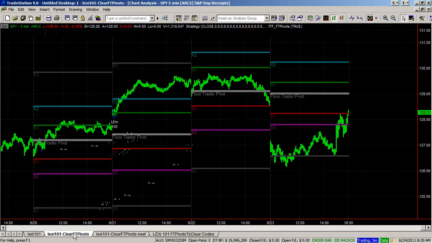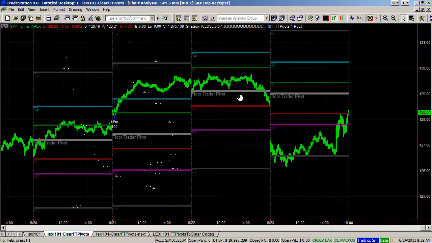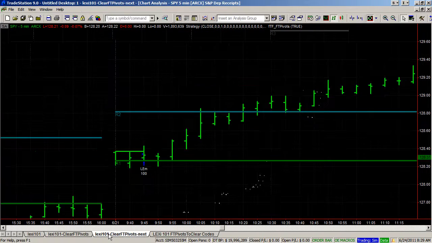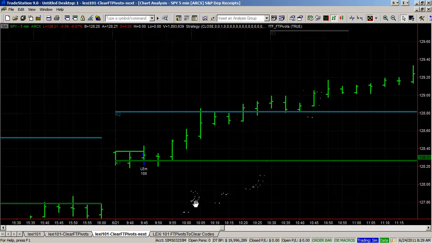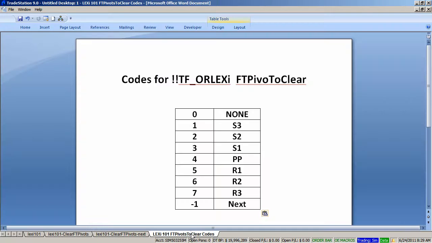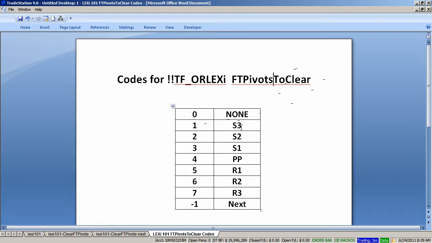Now, here's a few days with a standard opening range setup, and you can see all the reference points and how they line up. Let's see how our different codes work. Now, in the documentation, which you remember you can get to in your TradeFormers programs directory, you'll see that for FT pivots to clear input, we have these 8 codes or 9 codes.